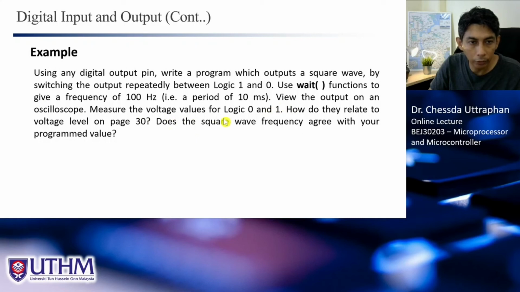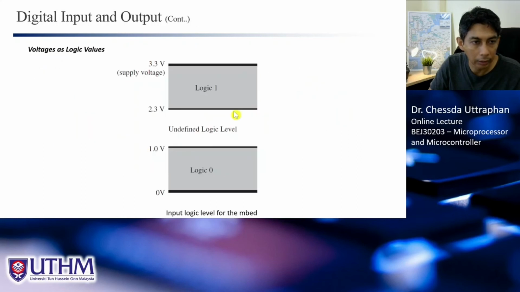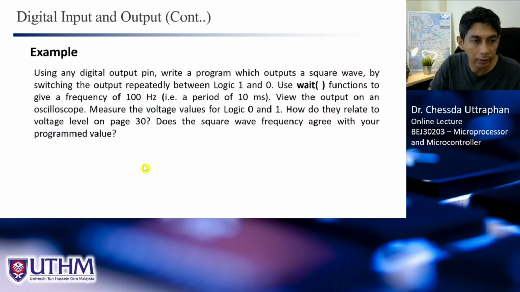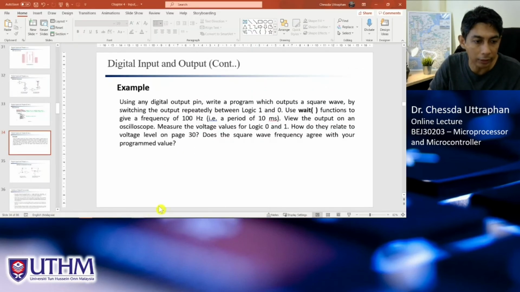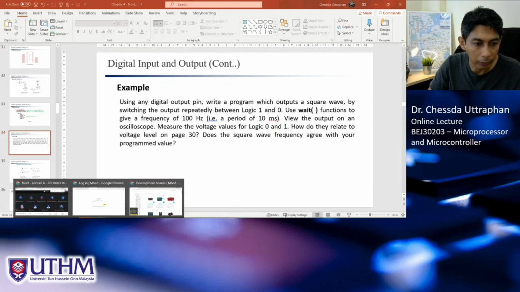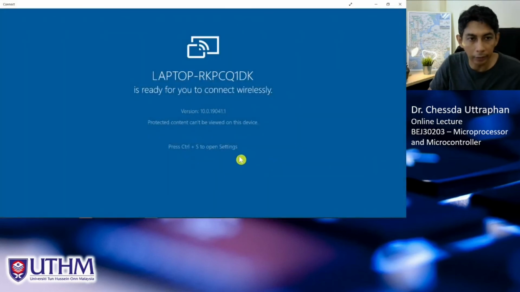Measure the voltage value for logic 0 and 1. How do they relate to voltage level on page 30? So this is page 30. So we look at the voltage level later on and see whether we get the right one or not. Does the square wave frequency agree with your program value? So this will definitely depend on our program. So to write this program is quite straightforward, where let's look at this.